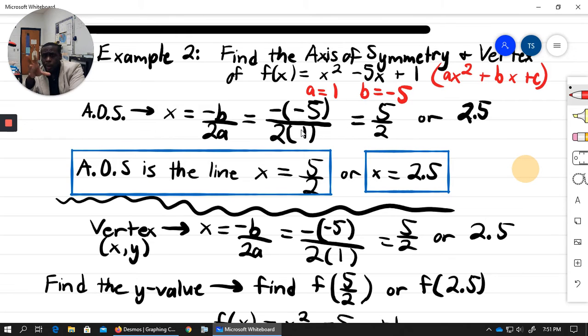And so, again, if you identify your a value and your b value, the a value is 1 and the b value is negative 5. And so if we plug in the b value and the a value, that's going to be the opposite of negative 5 and 2 times 1 at the bottom. And so that's going to be 5 over 2. And so we leave that there.